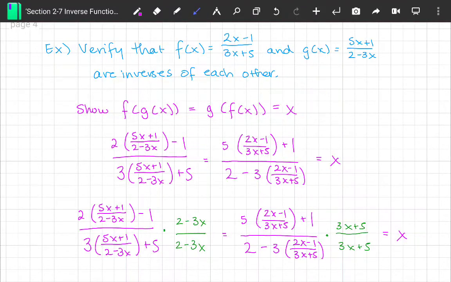Now, if you had trouble with this and didn't know what to do, I would actually encourage you to take a look at this and see if you can finish it up on your own. So pause the video and try it out. But I will show you what it looks like from here.